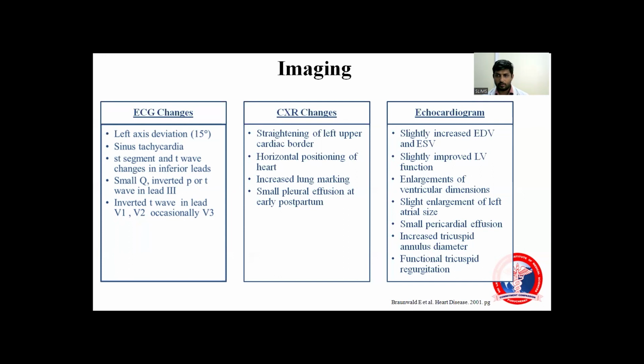In echo, there can be slightly increased end-diastolic volume and end-systolic volume, and slightly improved left ventricular function, enlargement of ventricular dimensions, slight enlargement of left atrial size, small pericardial effusion, increased tricuspid annular diameter, and functional tricuspid regurgitation.